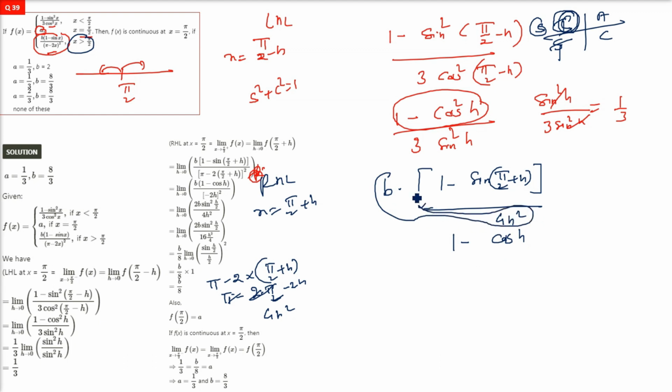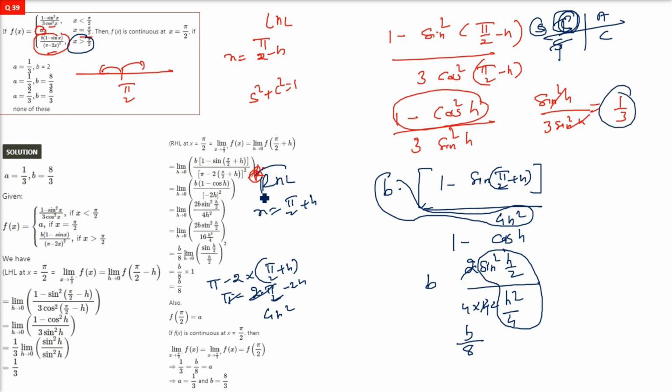B by 4h square we are going to deal with later. What you are going to get? 1 minus cos h, so it is 2 sin square h by 2. In the denominator, as I said, you already have h square, so you have to have a 4 to multiply also. So sin h by 2 over h by 2, this limit, if you apply, it is going to be 1, because sin theta by theta, limit theta tends to 0 is 1, so you get b by 8. Now b by 8 is equal to 1 by 3, this is equal to a, so from here you get b equals 8 by 3.